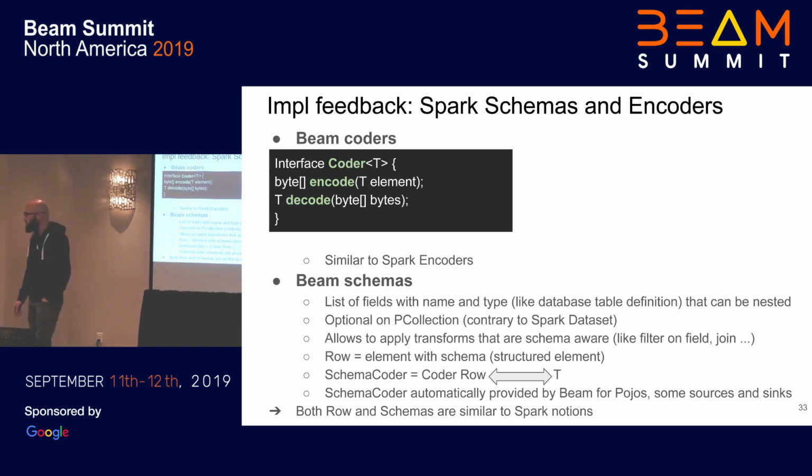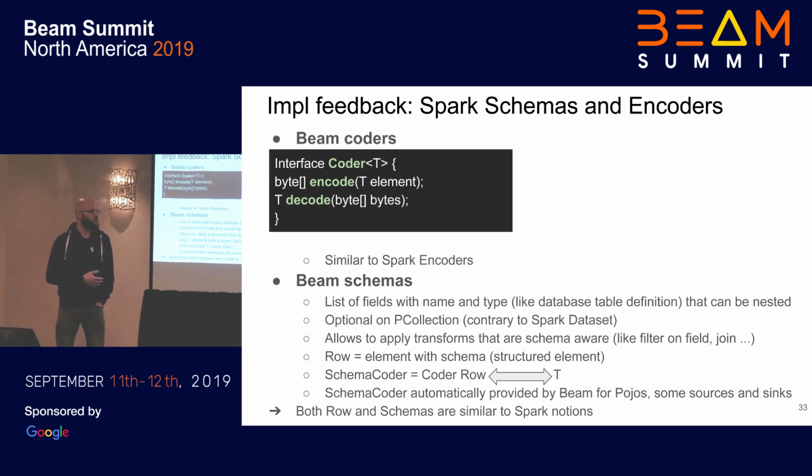Another key implementation feedback is Spark schemas and Spark encoders. First of all, what are Beam coders? Beam coders are a way to serialize and deserialize data. So you get an object, you serialize it to a bytes array, and you can read the bytes array and deserialize it to the object back. So that's similar to the Spark encoders, right?